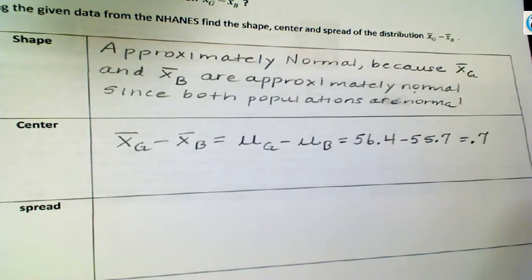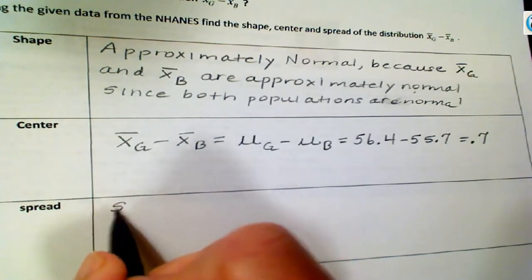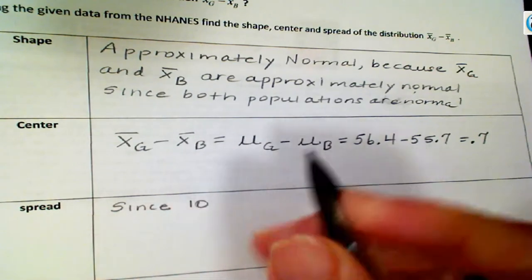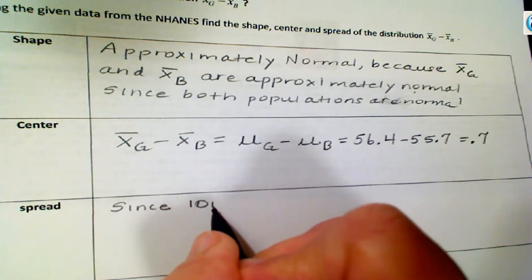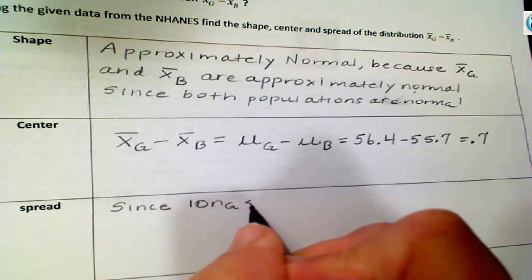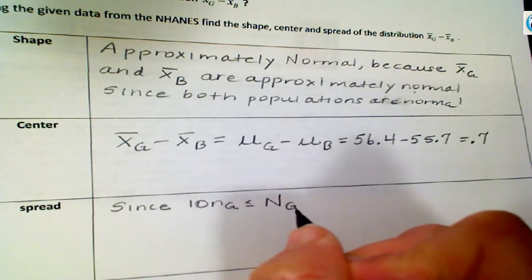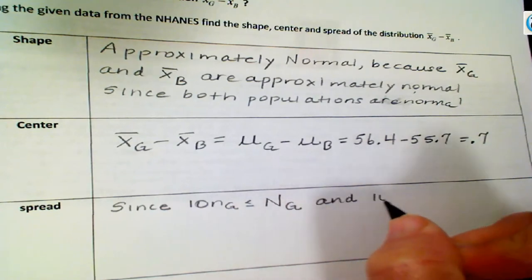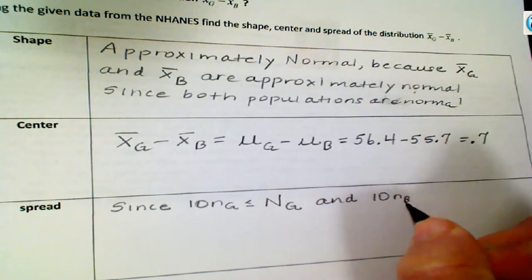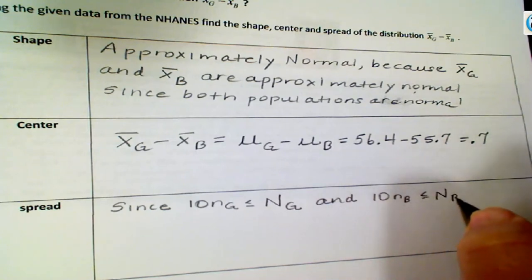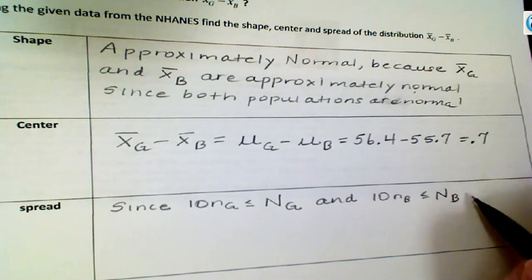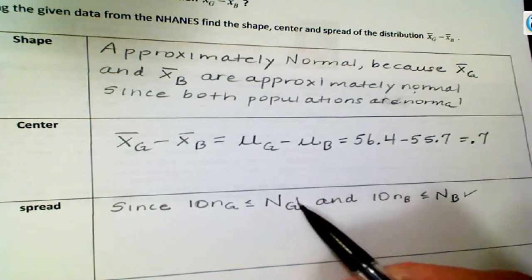For the spread, they're talking about the standard deviation. So we do need to check that 10 times the sample size is less than the population. We already did this actually before. If you look back at our first page, we said that both of those conditions were met.